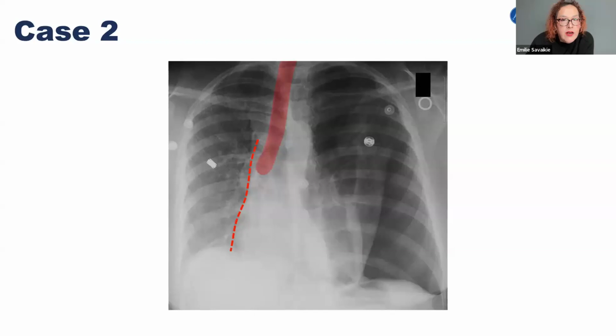This line here of the cardiac silhouette shows the heart is moved way over to the right. And this line here shows the lung tissue has moved over. So we see all this lung over here, but nothing over here. This is all empty space.